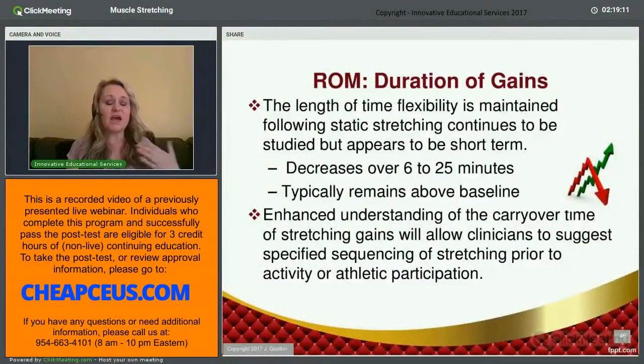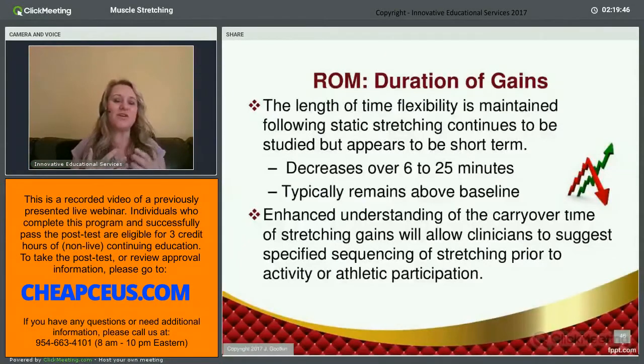The duration of the gains, how long this is going to allow for increased muscle length. We tend to see that about 6 to 25 minutes, some of the research says within 15 minutes, that muscle length tends to return back to its baseline. So what does that mean? If you're timing your goniometry measurements for progress of the patient, we really need to be measuring those gains right after our stretching to see what is the maximum muscle length that we can achieve.